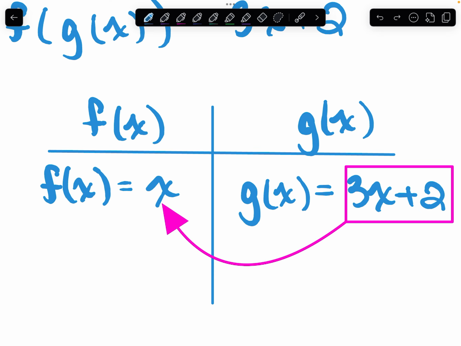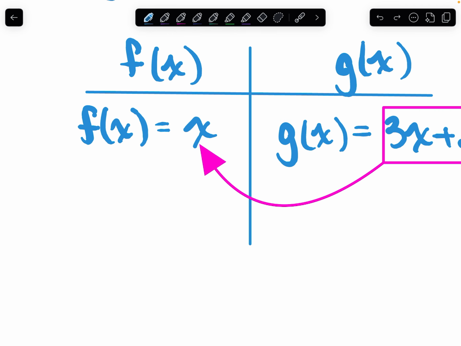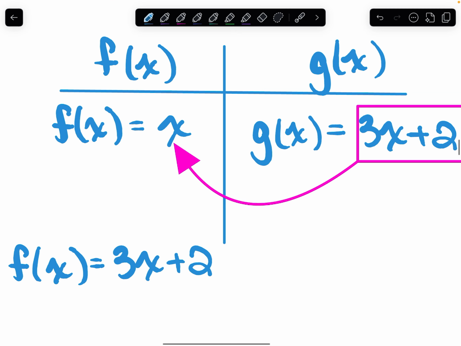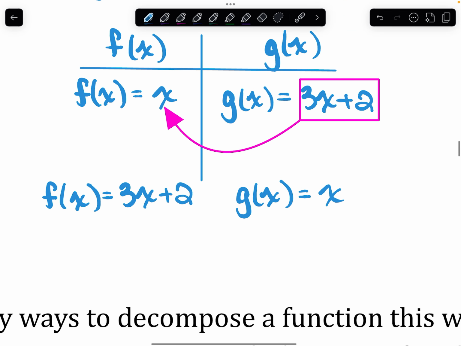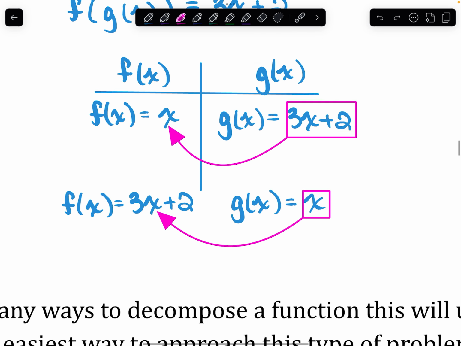Another way to decompose is to reverse that. So I'm going to call the outside function 3x plus 2, and I'm going to call the inside function x. Okay? So that when we take the function g, and we sub it in for our variable on f, we get the same thing, 3x plus 2. So those are the easiest two ways to decompose functions.